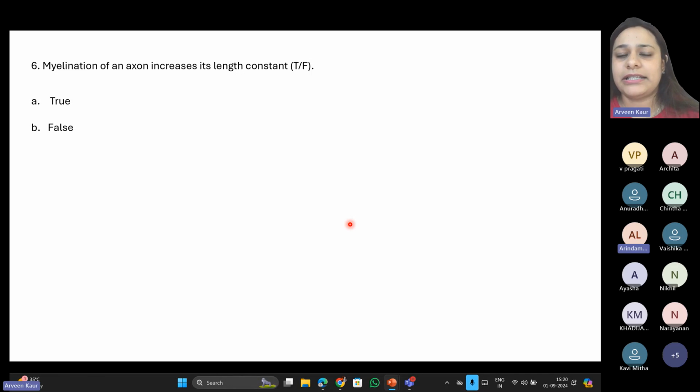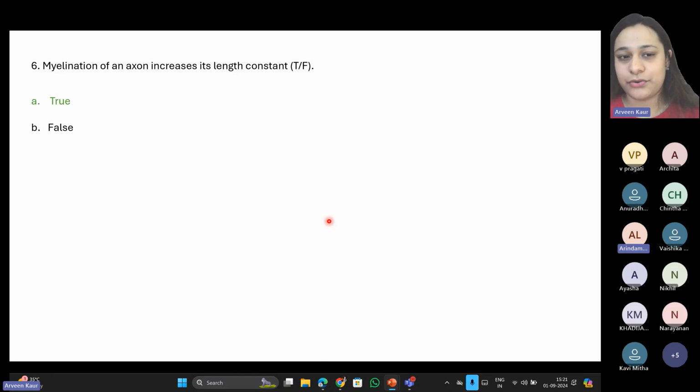So no answers for myelination of an axon increases its length constant. Is it true or is it false? Okay, maybe I should have done the revision class before the previous year questions. So in that case, I would have actually revised this with you guys and you would have been answering. That is at least what I'm assuming.